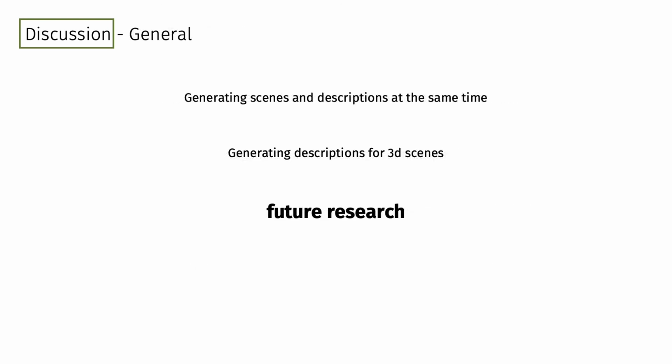In general, we would love to see more research on generating scene and descriptions at the same time, but more also on generating descriptions for 3D scenes. Because I really believe that this is key to understanding the text 3D scenes embeddings that relate those things to one another, and actually will help us in the future to generate 3D scenes from text as well. So this is pretty much a call for future research, which we hope to participate in.